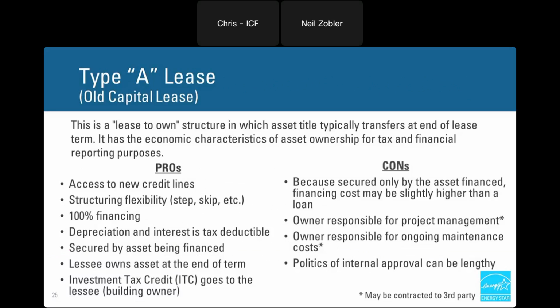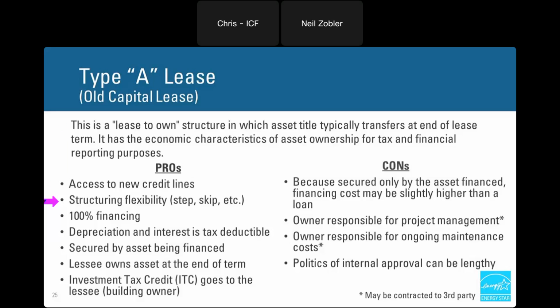Now, the old capital lease, now they call it a type A lease. Same thing as an old capital lease, one and the same. Lease to own, asset title transfers at the end of the lease. It has characteristics similar to asset ownership for tax and financial reporting, gives you access to new credit lines. One of the benefits of leasing, of any type of a lease, it allows you to structure the lease payments so you can mirror the energy savings in the repayment.